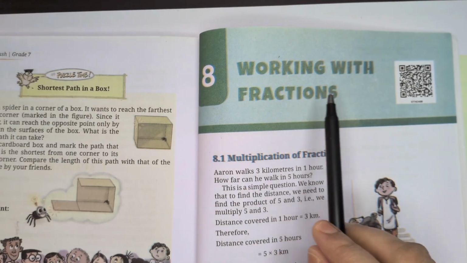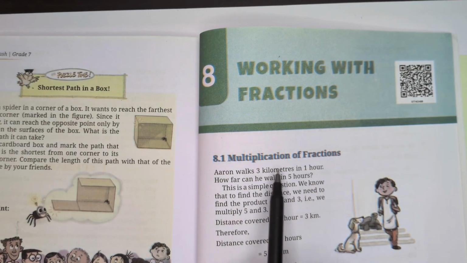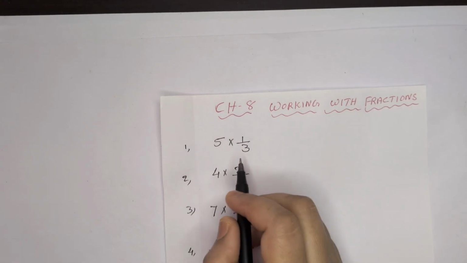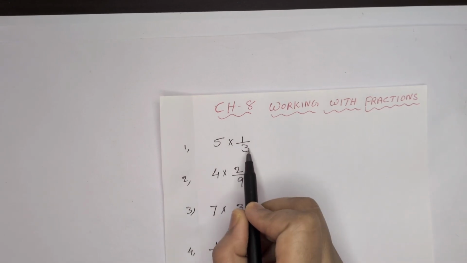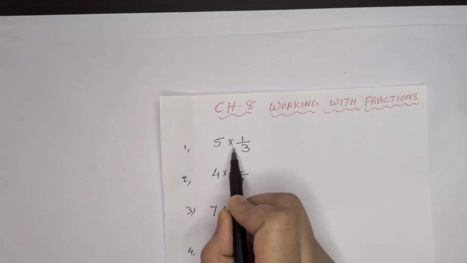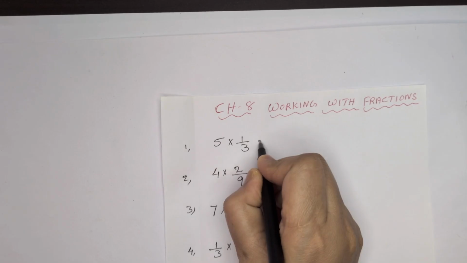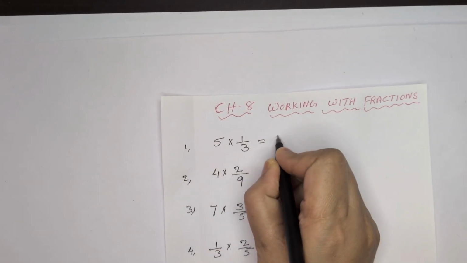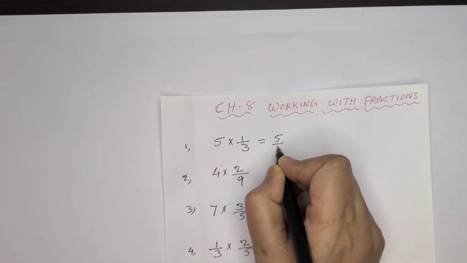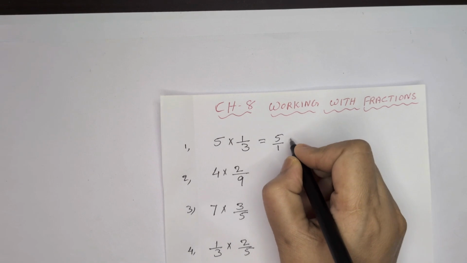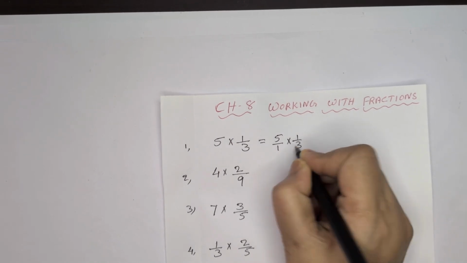Chapter 8, Working with Fractions. Multiplication of fractions. Multiplication here with a number and a fraction: 5 into 1 by 3. This 5 we can write in fraction form as 5 by 1, that into 1 by 3.